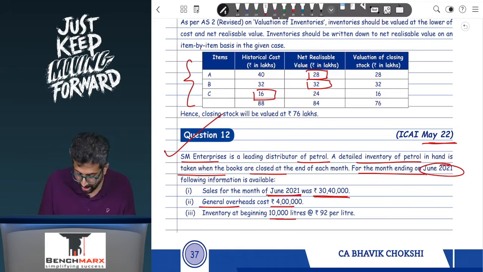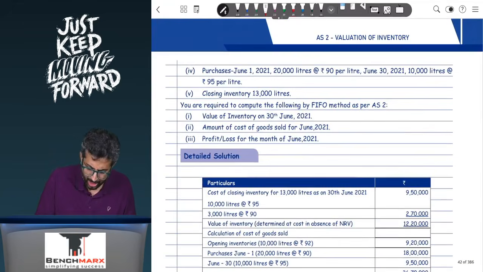Inventory at the beginning is 10,000 liters at 92. So 10,000 into 92 will come to probably 9 lakh 20. Purchases on 1st June were 20,000 liters at 90 and 10,000 liters at 95. And the closing inventory is 13,000. You are required to compute the following as per FIFO, as per AS2. Value of inventory on 30th June.